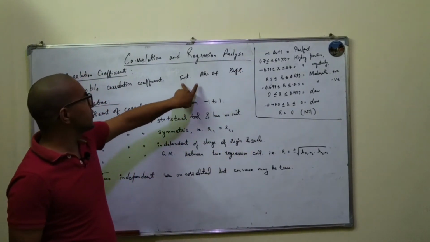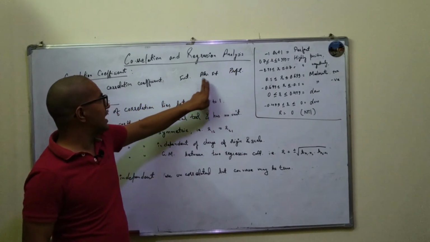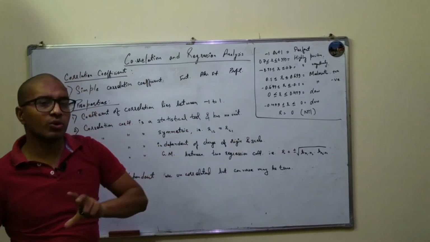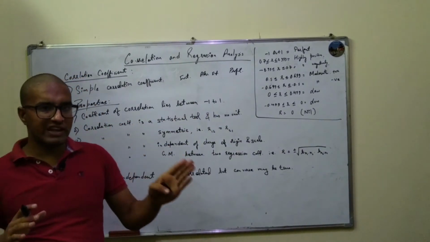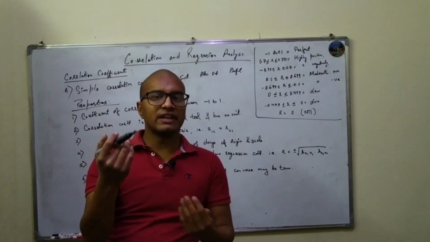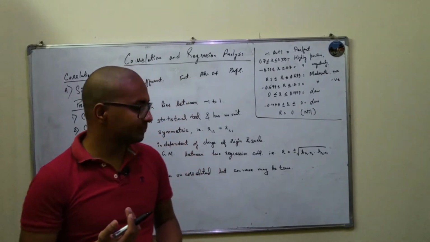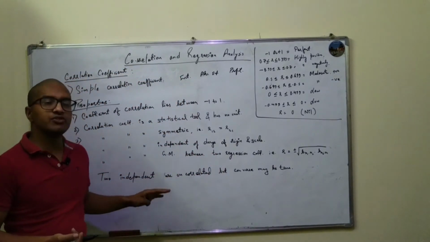Even though there is no connection between those two, there is a connection between this one and this one. That is what it basically means: even though there is no connection between two variables, there is a connection with both of them to a third variable. So that could be the case. So those are your properties.